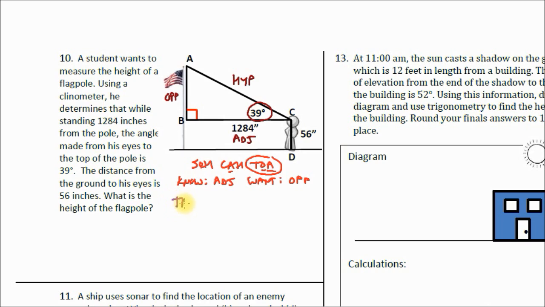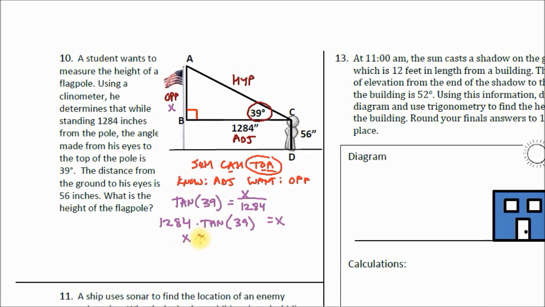Alright, so our formula is going to be tangent of angle 39, our reference angle, is equal to opposite over adjacent. Well, opposite is our unknown. Let's put an X there. Opposite is unknown. Adjacent is 1284. You can see this works out very much like the tree problem in question number 9. Okay, I got to get x by itself. I'm going to multiply both sides by 1284. So 1284 times tangent of 39 is equal to x.